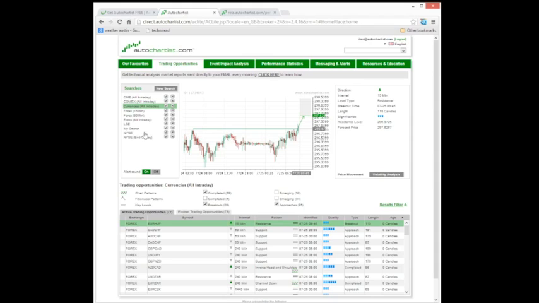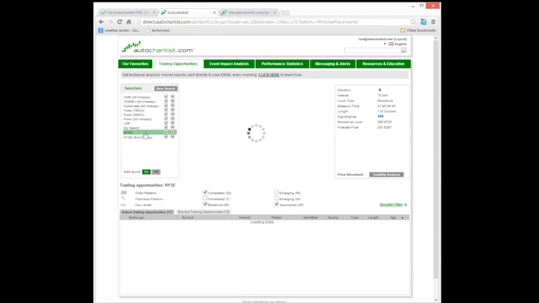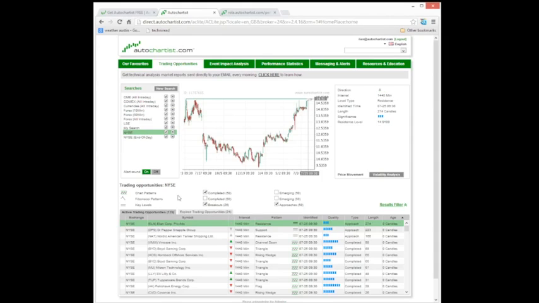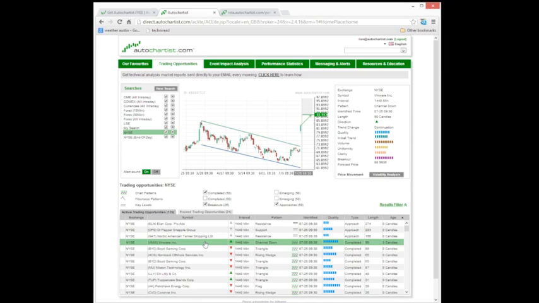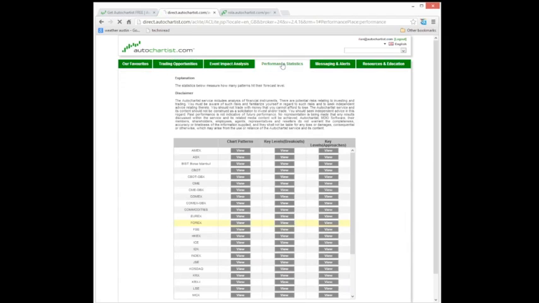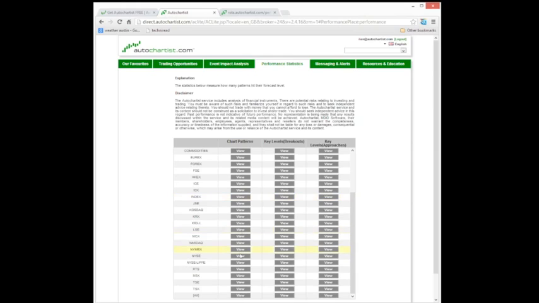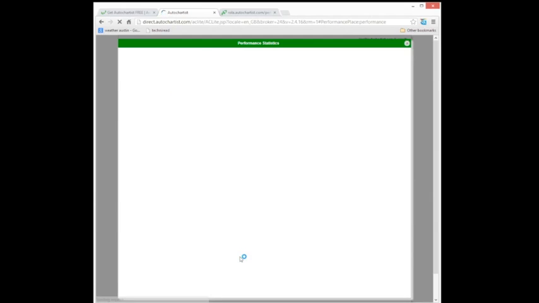For those of you who trade other markets, for example, let's look at the New York Stock Exchange. Interesting. So here is VMware. Okay, an opportunity on VMware. This is an end of day opportunity. It's a channel down on end of day at VMware. Now we look at the performance statistics of that. Let's find New York Stock Exchange, completed chart patterns.